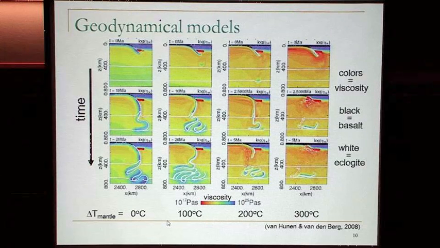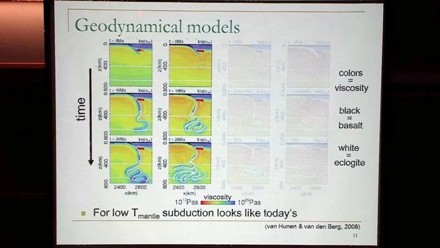Okay, so if we focus on the first two, we see there are clearly some changes if you go from a present-day situation to a mantle 100 degrees hotter. The key difference is that the average subduction velocities significantly go up when you increase the mantle temperature. I didn't show the velocities. And this is mostly due to the much weaker mantle.